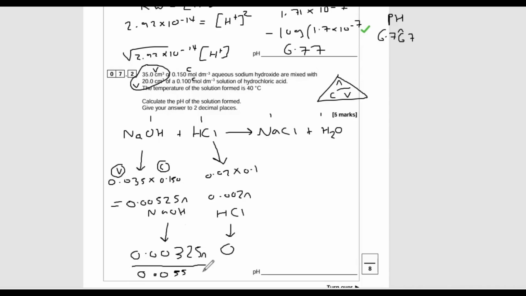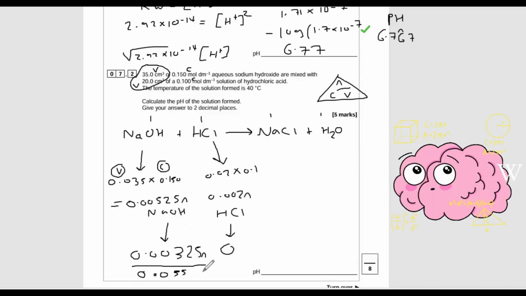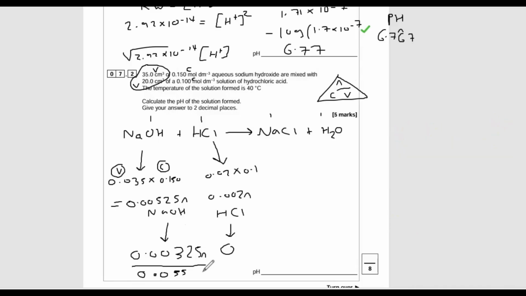Let's do that: 0.00325 divided by 0.055. That gives me 0.0590. Now we know that my hydroxide ion concentration is equal to 0.0590. What do I need to do next?